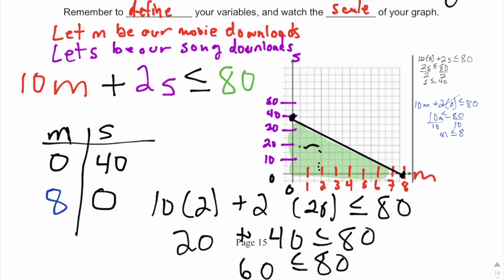So as long as we stay below that line in the shaded region, we know that all those different variations are true. Good luck on your practice set.